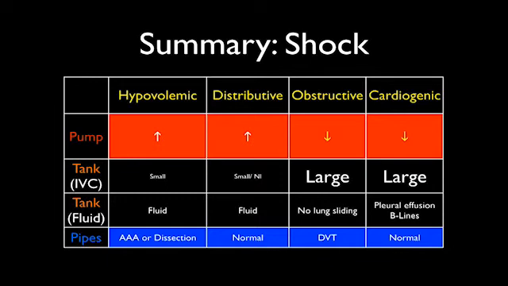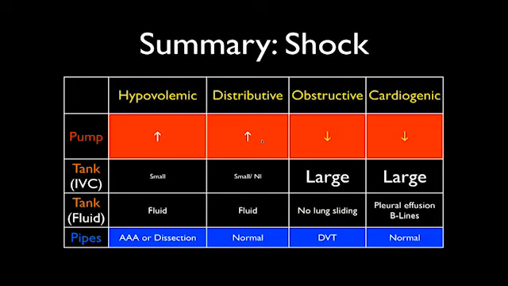How do we tie this all together? This chart to me is very helpful because when you have certain findings on each of these components of the HIMAP, then you can divide out what type of shock you have. So back to the hypovolemic, the distributive, the obstructive, and the cardiogenic shock. Now this is pretty easy.